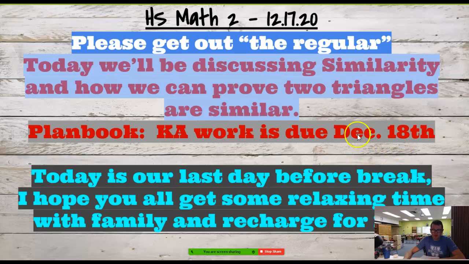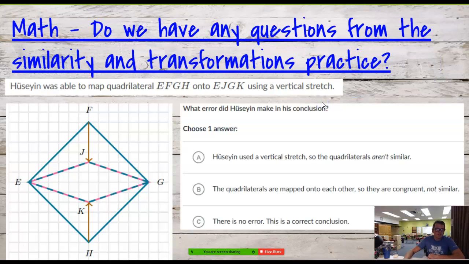We do have Khan Academy work due tomorrow. I think most of us actually aren't done with that, so I'm assuming you're going to get it done today after we talk. And today what we're talking about is similar triangles. So first off, before we jump into the triangle work, let's take a step back. And this stuff is also due tomorrow.